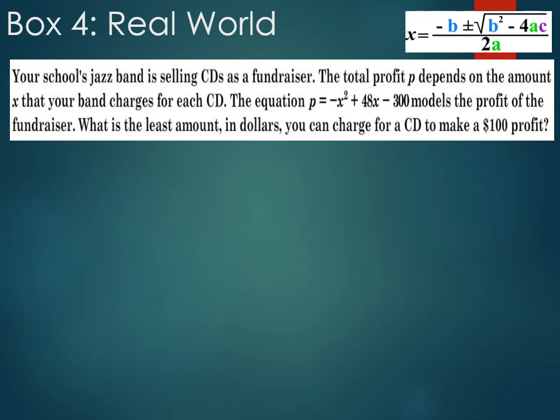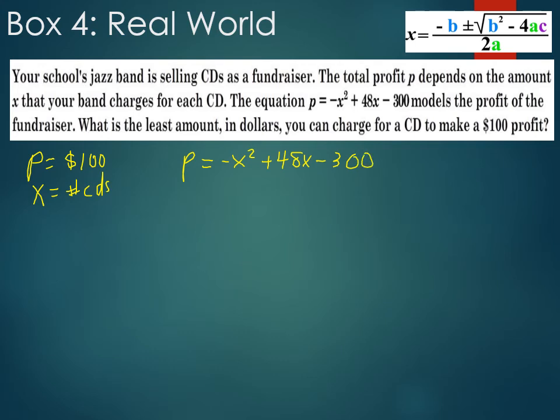Okay. Step 3 is to identify your variables. So we have that our profit, we want it to be at least 100, right? Yes. And we have that X is our number of CDs. Step 4 is what is your equation? Well, they gave it to us. P equals negative X squared plus 48X minus 300.